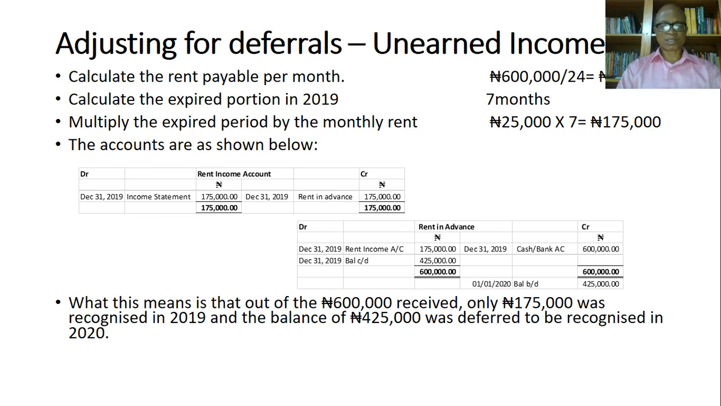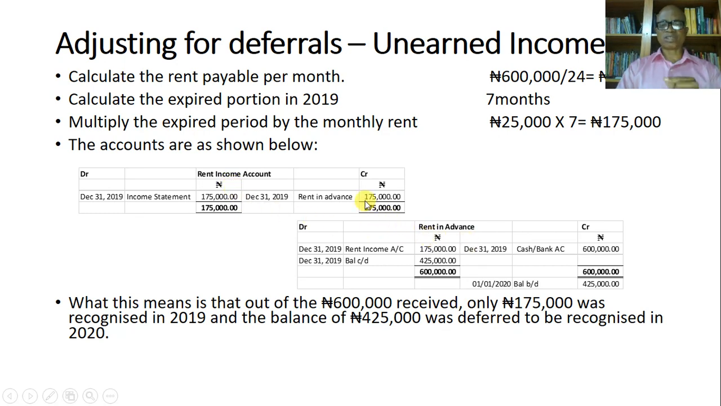Now let's see how it's been reflected in the accounts for that same period. Remember, we're looking at 2019. He paid 600,000 naira on June 1st, 2019. Now, should the entire amount of money be taken as income for the year 2019? That's the question.